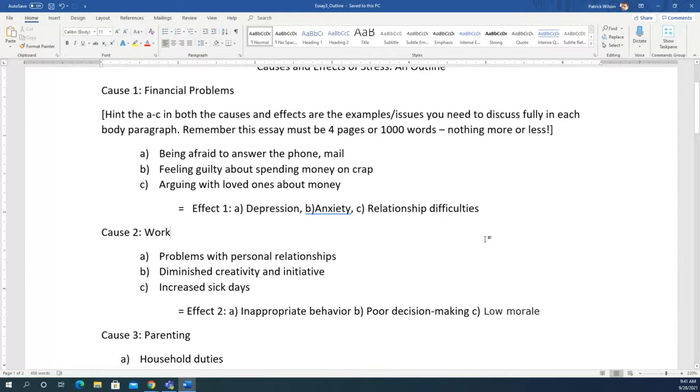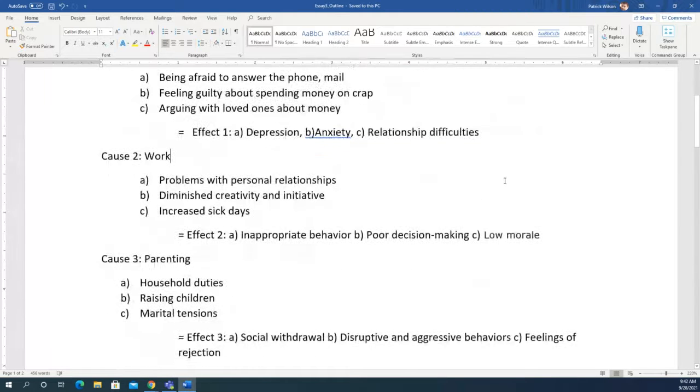So the boyfriend and the girlfriend, or husband or wife, they're going to want to split, right? They're going to either want a divorce, or they're going to want to go find somebody else that can help them out. It's going to cause some issues. Cause 2, work.